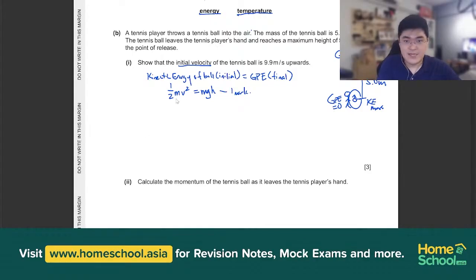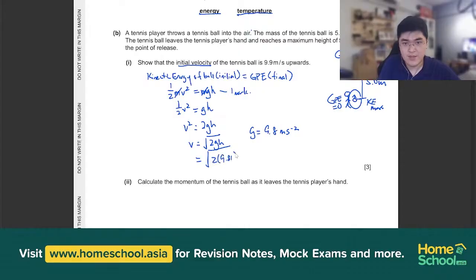Next thing we do is cancel out the mass on both sides. So we cancel here, cancel there. Now we get half v squared equals gh. Now v squared equals 2gh. v is equal to the square root of 2gh. Now let's write down some things. g is equal to 9.81 meters per second squared, and h is 5 meters.